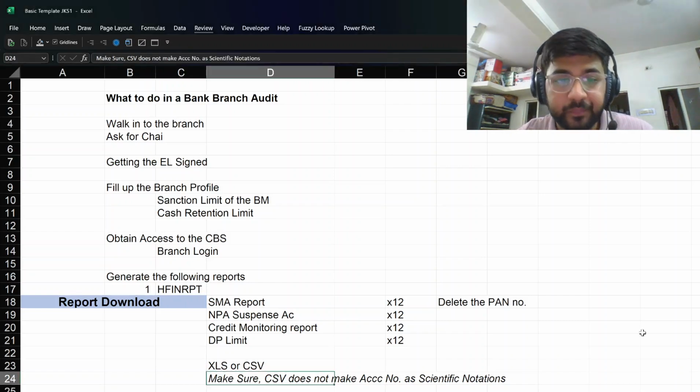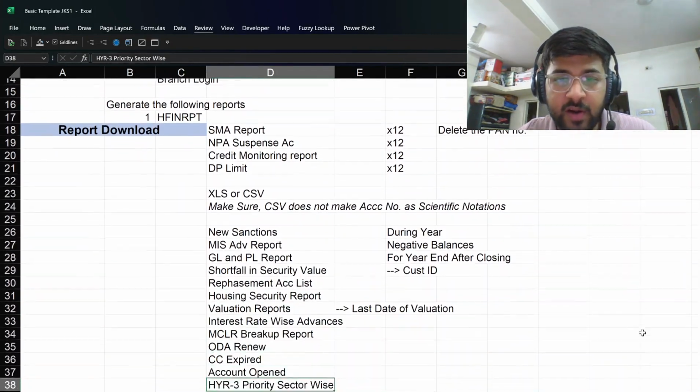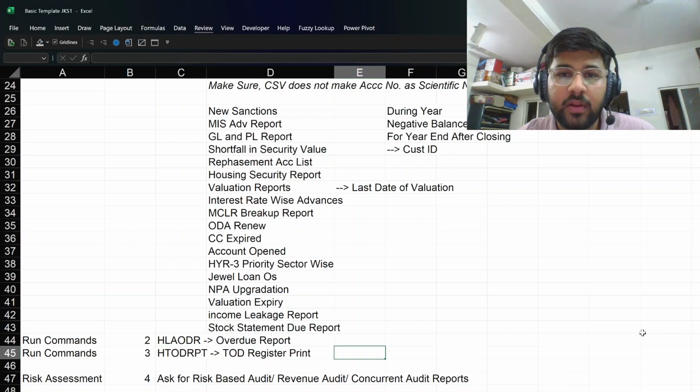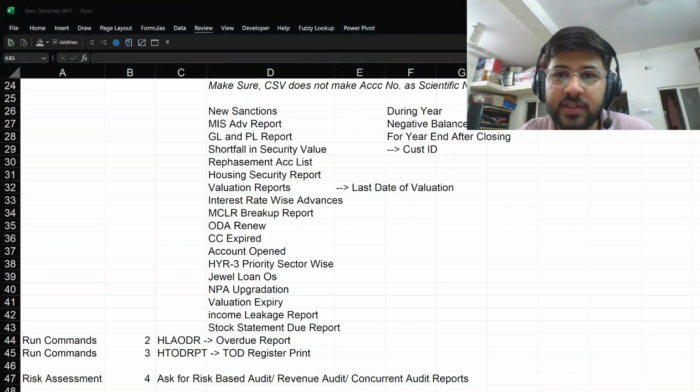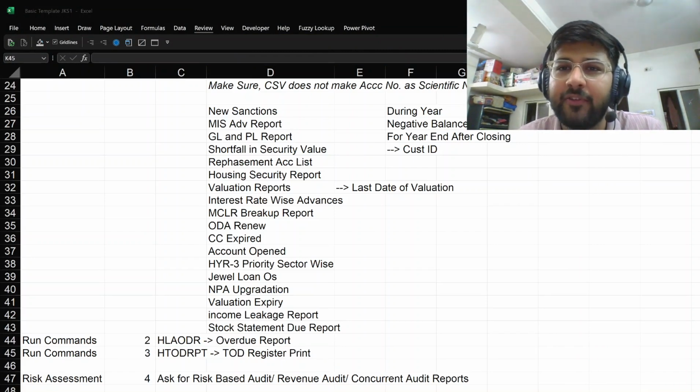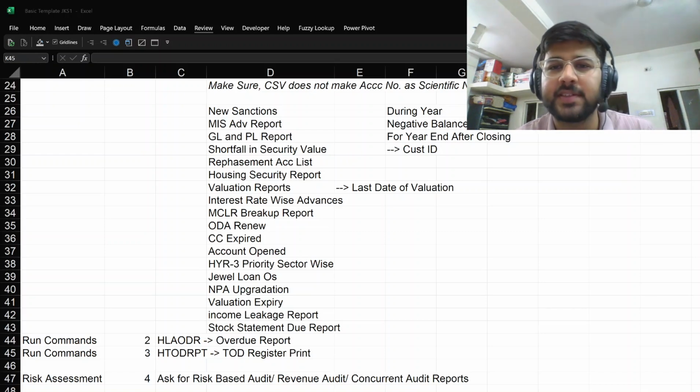Okay, now the next step is to generate all of these reports. We are going to talk about them one by one. The first one is the new sanctions report. It's for the accounts sanctioned during the year. Then you would get MIS advance reports. This is to identify even the accounts which are advances but classified as negative, which have a negative balance at the year end. You can get the GL and PL report for year end closing, and you should get the shortfall in security value report.